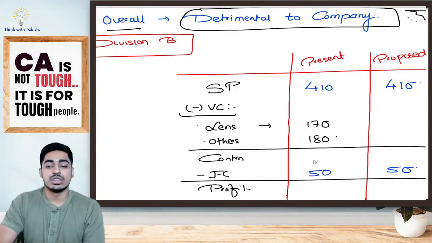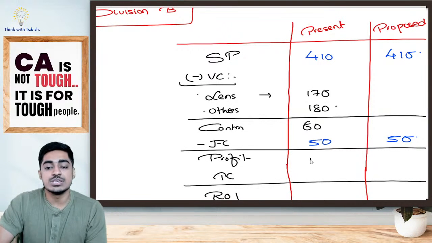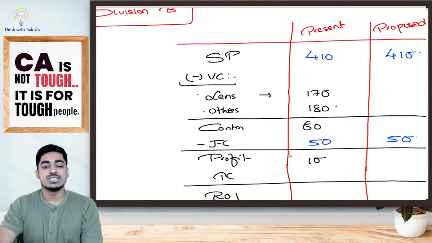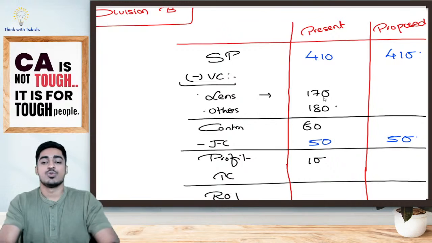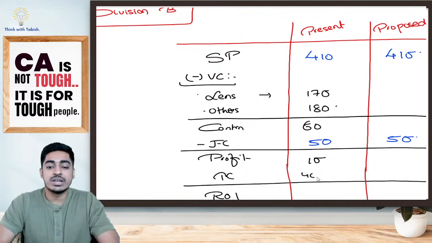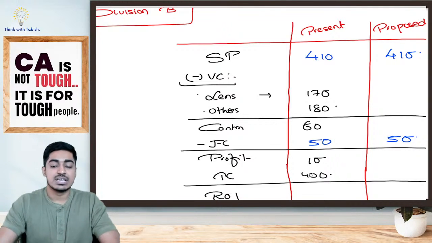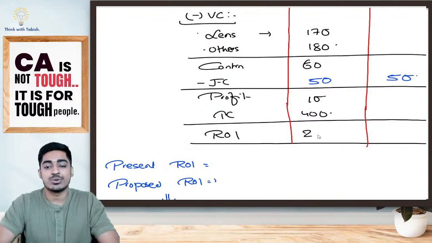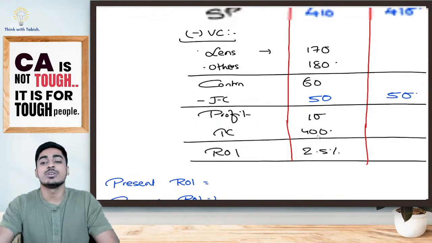Okay, so overall 350 was the cost, 60 rupees was the contribution, 50 rupees was the fixed cost, 10 rupees was the profit. Overall, how much is the cost, students? Look at this, 170 plus 180, 350 is the variable cost, 50 is the fixed cost, 400 is the total cost. So 10 rupees on 400 rupees comes to 2.5% ROI. Presently, we are earning 2.5%.